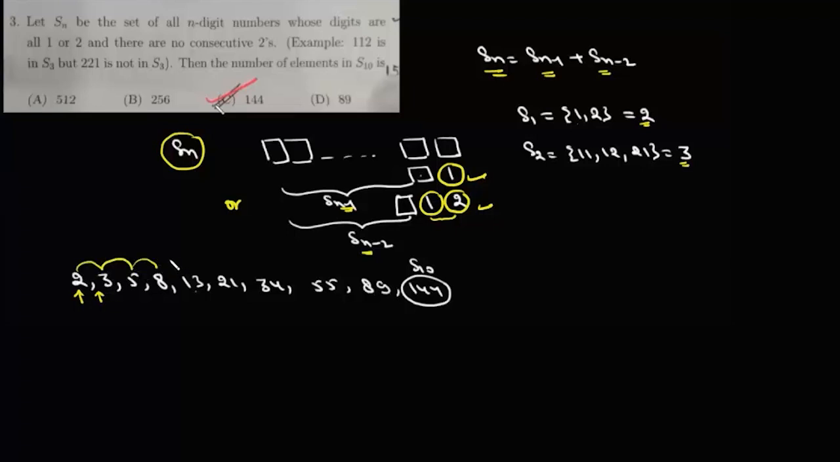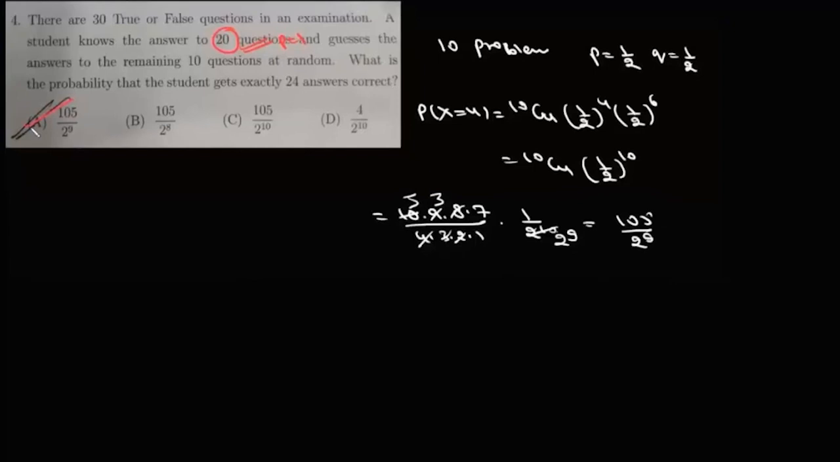5 plus 3, 8. 5 plus 8, 13. 13 plus 8, 21, 21 plus 13, 34, 34 plus 21, 55, 34 plus 55, 89, and 89 and 55 is 144, which is basically your S10, and that's your option C. Now this question number 4 is a simple binomial probability question.